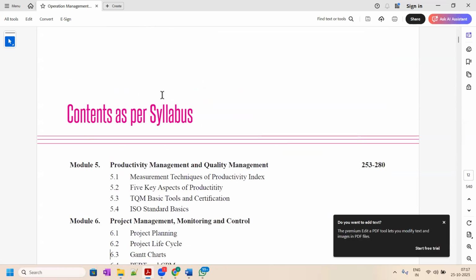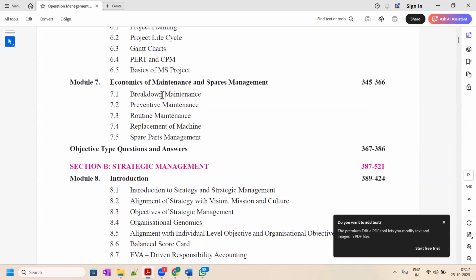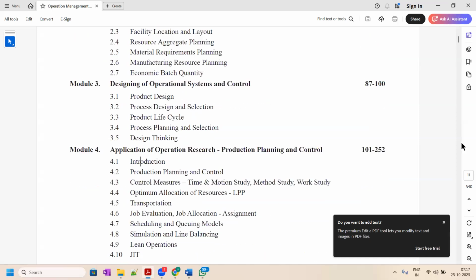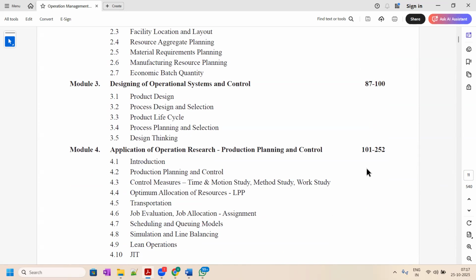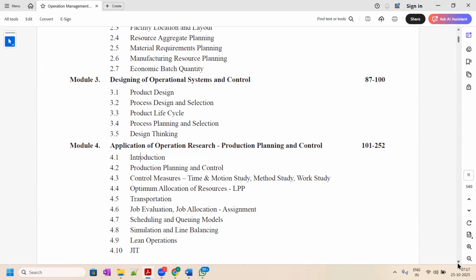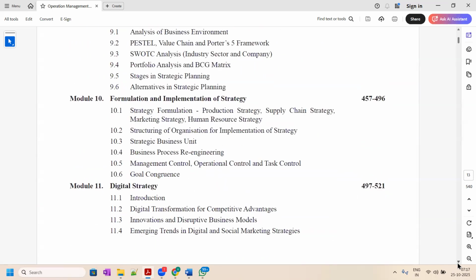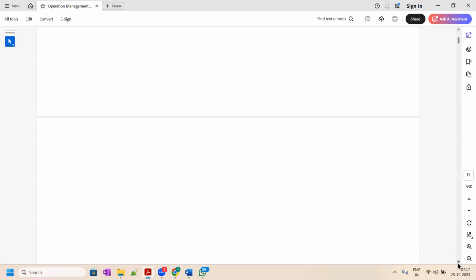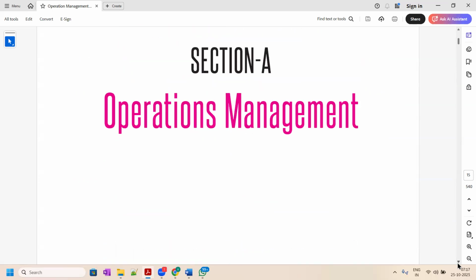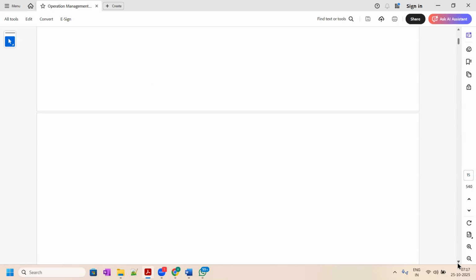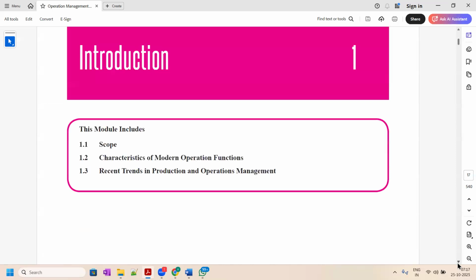Fine. Going further, you can see we have 7 modules, and the content is not very difficult. It's more theoretical in nature. And wherever numericals are there, I will do the numericals for all of you. Fine. So going back to the topic which we have to discuss today. Now we're going to talk about scope of operation management.